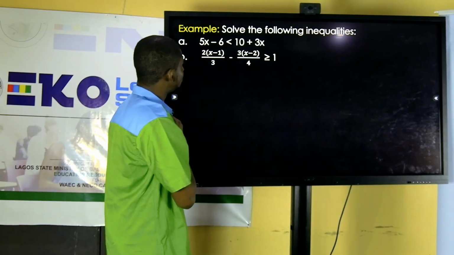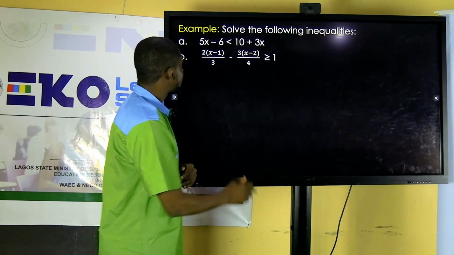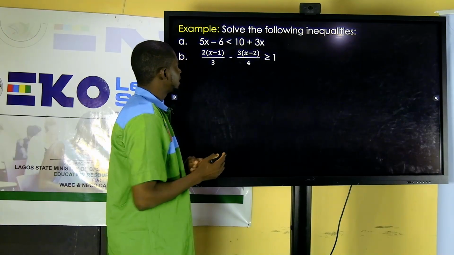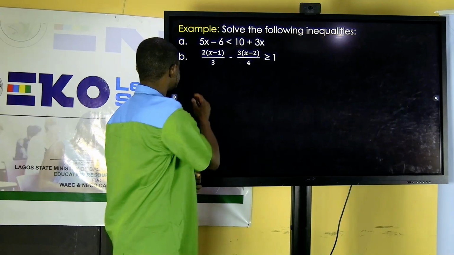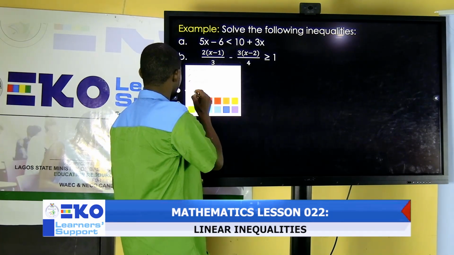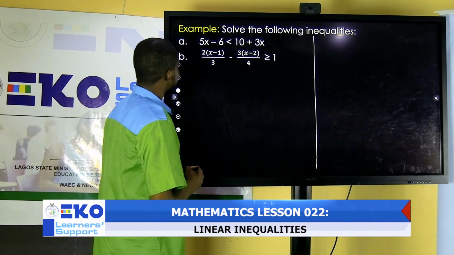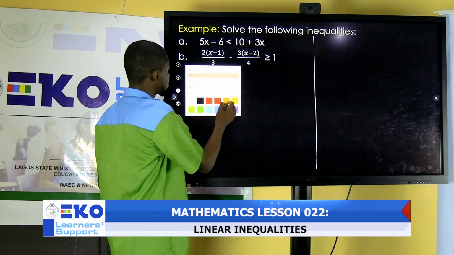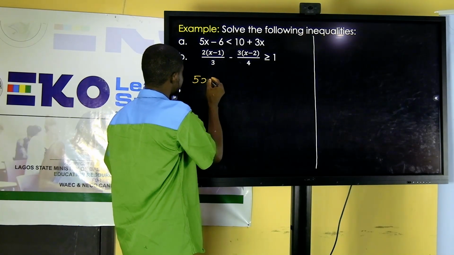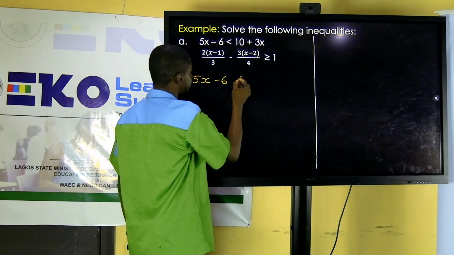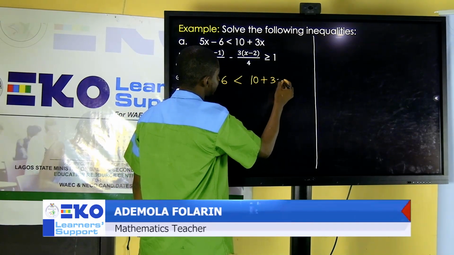All right, we have this. Solve the following inequalities. We have the one of just straight linear, and we have the ones that involve fraction. So let's take it step by step so that it can be easy for us. The solution to the very first one, where we have 5x minus 6 is less than 10 plus 3x.